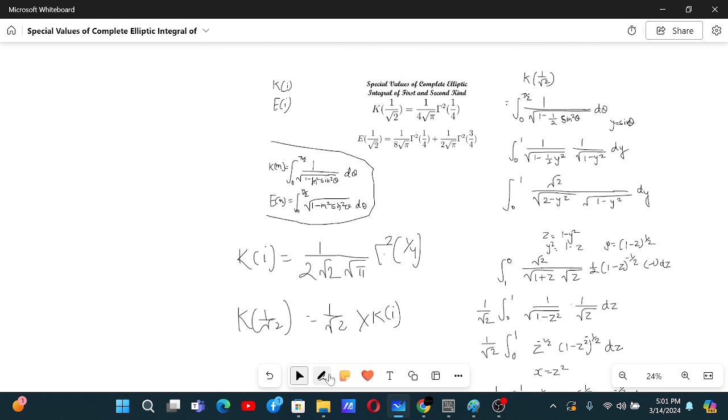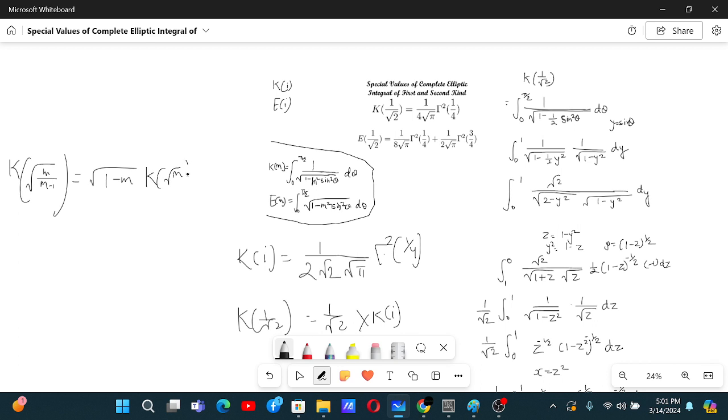So there's an identity that I have already discussed in this series on elliptic integrals. It is the K function of root under m by m minus 1, which actually equals root under 1 minus m times K of root m. We proved this identity as well. Now using this identity, if I put m equals to minus 1, what do we get? Over here this is minus 1 by minus 2, so that's square root of 1 by 2.